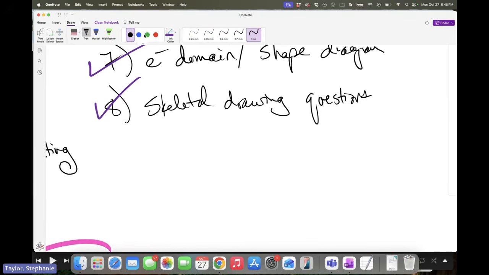So are there any other questions in the chat? I have one more question currently. Okay, do double bonds and triple bonds affect bond angle?